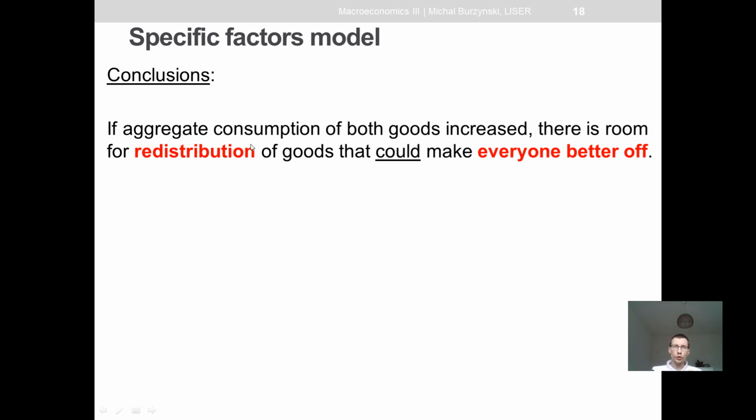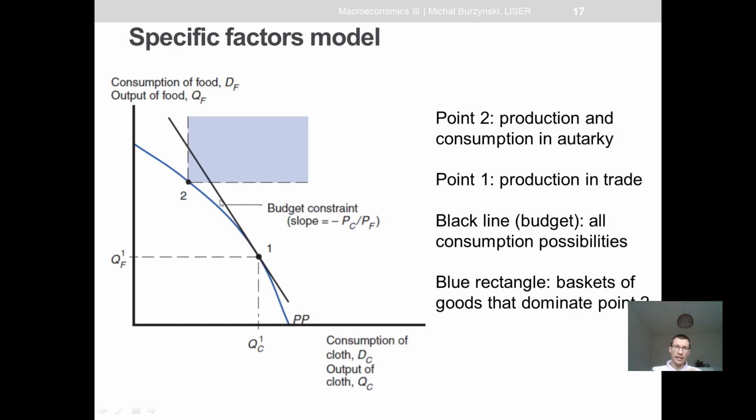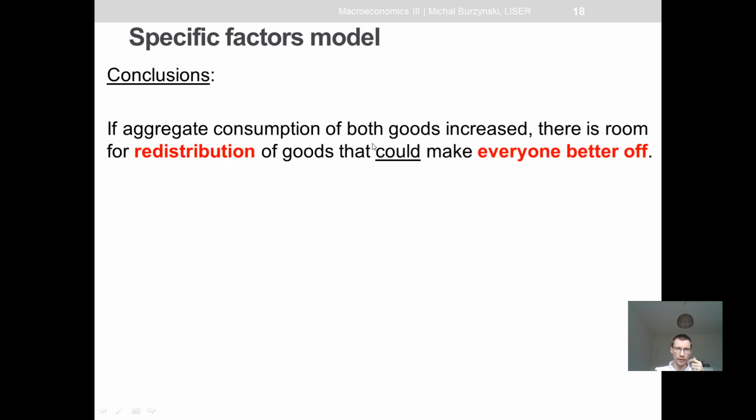There is room for redistribution of goods that could make everyone better off, because every point on the budget line is achievable in the economy. You can redistribute goods and resources in the economy in such a way that you achieve this level of consumption, and this necessarily dominates the previous basket of consumption in autarky. All right.